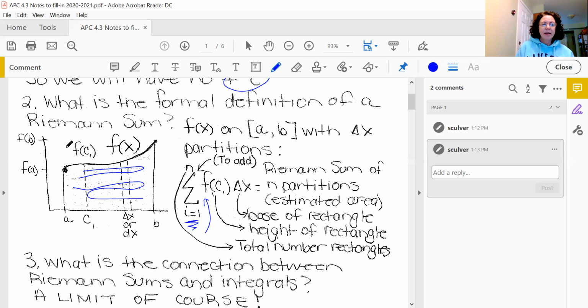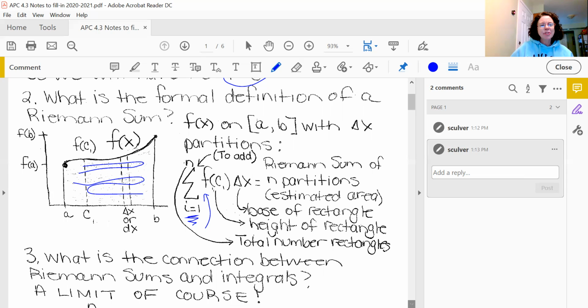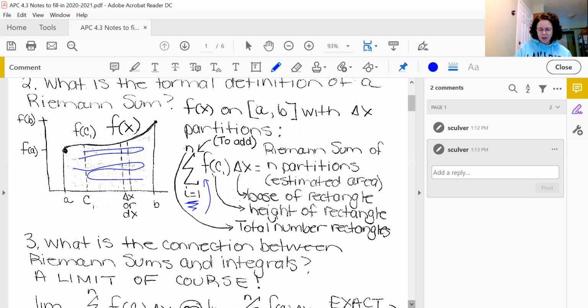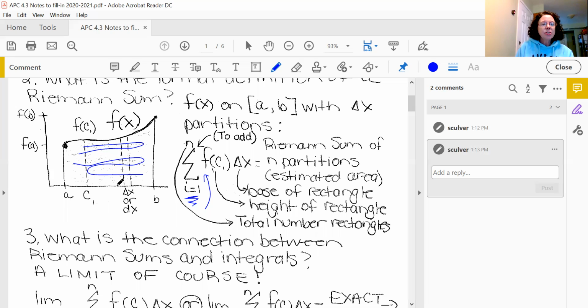So what is the connection between estimating areas under curves and having the exact integral and the exact area? Well, of course, it's limits, right? Limits is what connects our precalculus or our algebra and turns it into calculus. So let's take a look here. I had mentioned this when I did a chapter 4 introduction, but let's just take a look at the picture here.